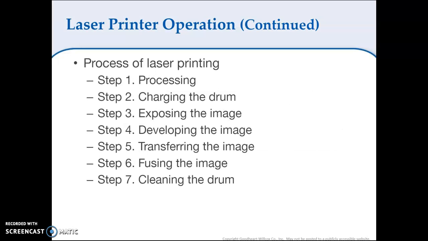Now, when it comes to laser printer operations, we can break it down into a 7-step process. Number 1 is going to be processing. You'll see a notification on the printer that it is processing a potential job. It might give you a notification that it's charging the drum. Then it would expose the image, develop the image, transfer the image, fuse the image, and then finally, at the end, clean the drum.